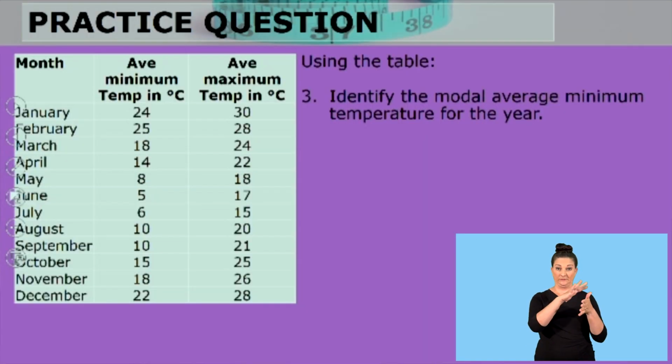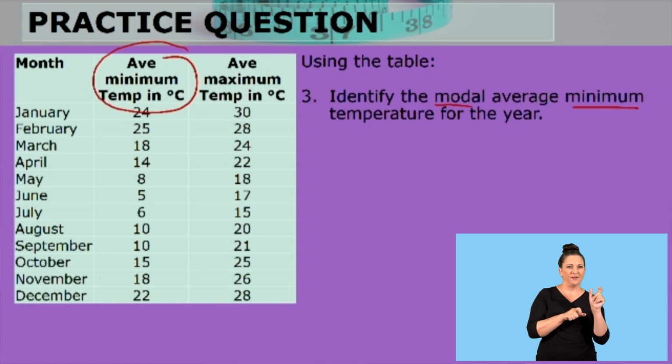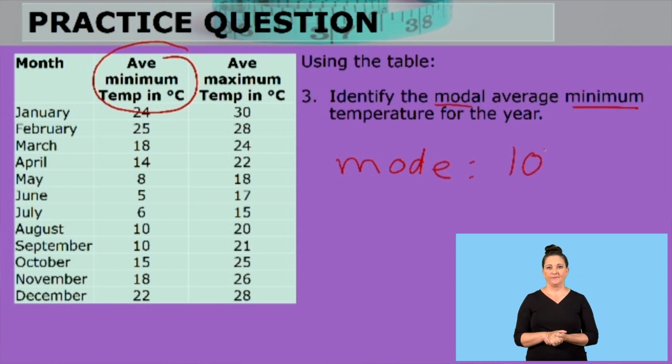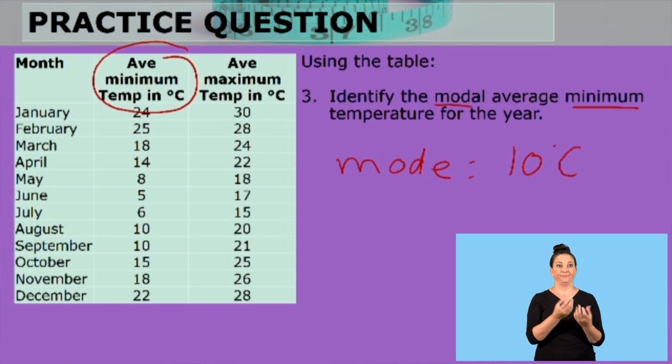Using the table, identify the modal average minimum temperature for the year. So the minimums are on that side. All right. And I've got to find the number that appears the most there. And looking at that, my mode here is 10 degrees Celsius. That number appears the most. All right. Let's go to another one.